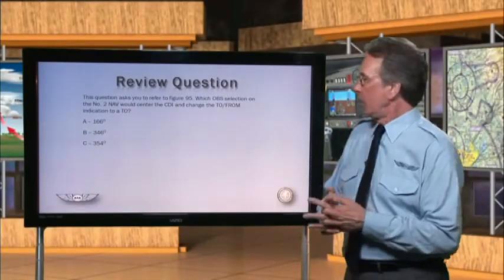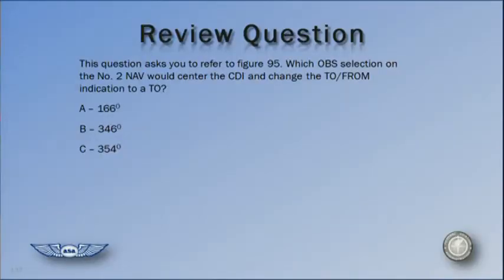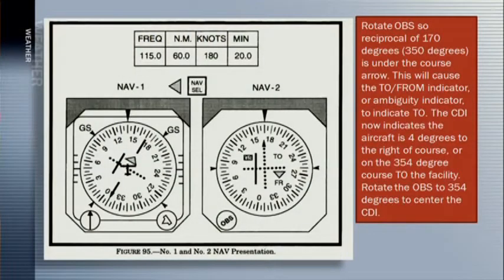Okay, let's tackle a couple of review questions. Now, this question is going to ask you to refer to figure 95 in just a second. Which OBS selection on the number 2 nav would center the CDI and change the to/from indication to a 2? Which of these, A, B, or C? Okay, here's nav 2, figure 95.